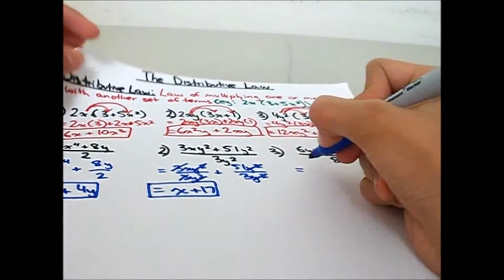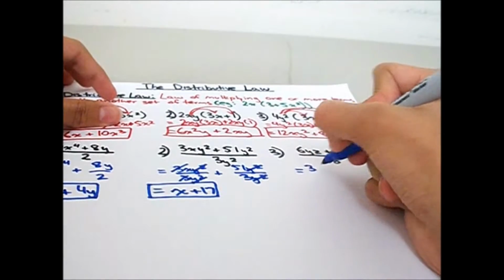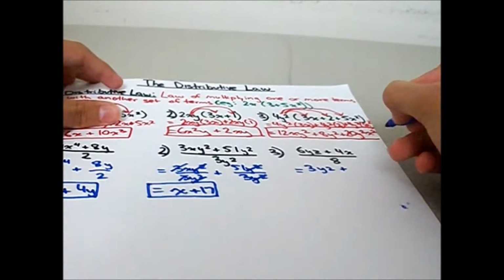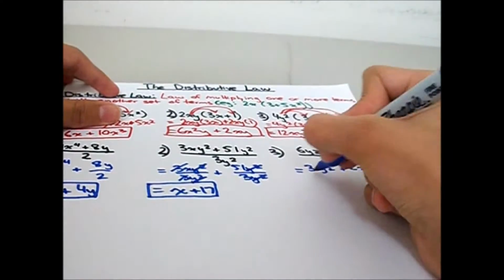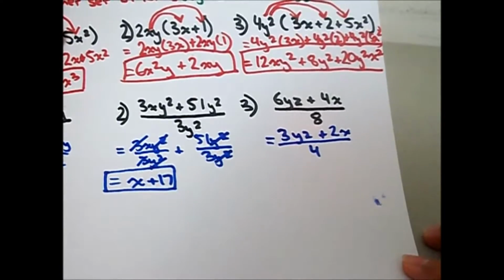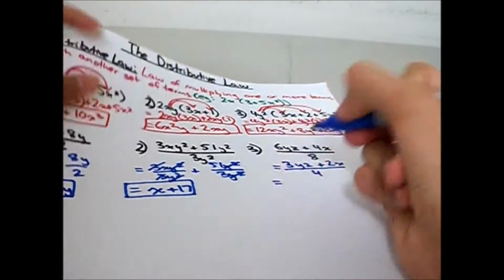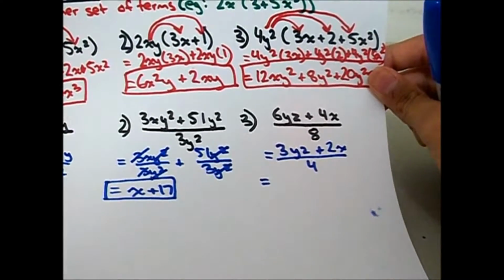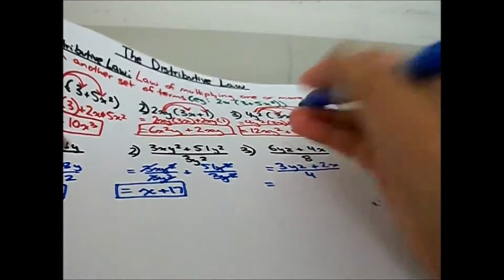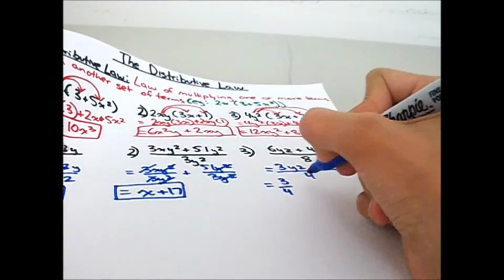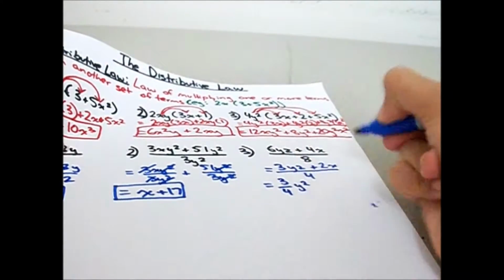Okay, so 6 divided by 2 will be 3, and put the y² beside. 4x divided by 2 will be 2x, and 8 divided by 2 will be 4. So now we can solve this. We are going to get fractions, but that's okay. We have 3 over 4, and we can just put the y squared beside it.